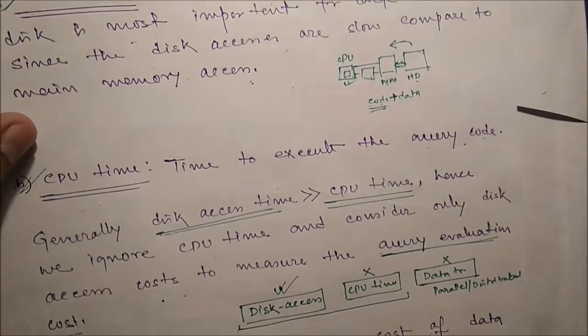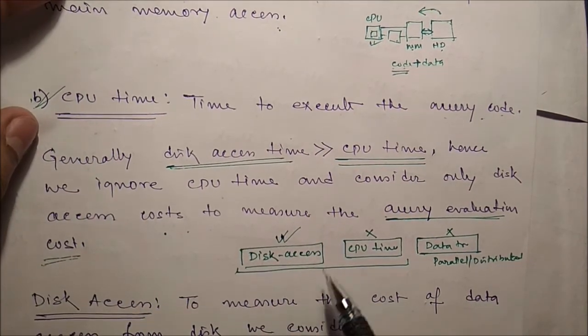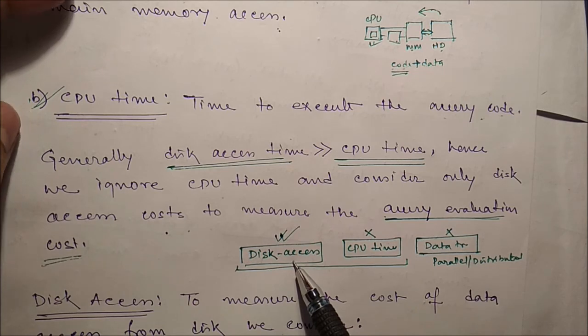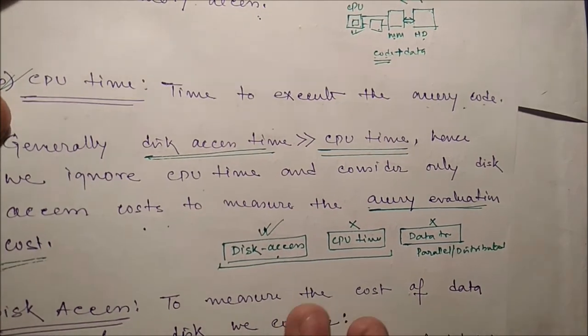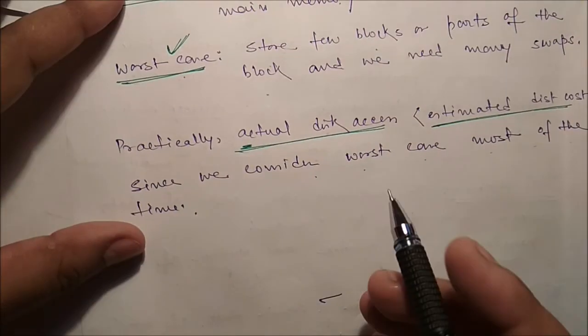So the main part is to calculate the disk access time, that is, how much time is required to transfer data from the hard disk to main memory. In this way we can calculate the query cost, and that is the end of this particular video.